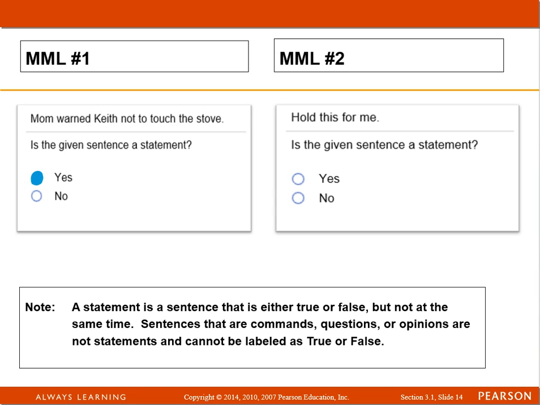But on number 2, hold this for me. That's kind of like a command. It's like somebody shoving their beer in your face and going, hold this for me, hold my beer. So that is not a statement. Sorry, I've never experienced that. Yeah. All right. So that's number 1 and 2 about that.